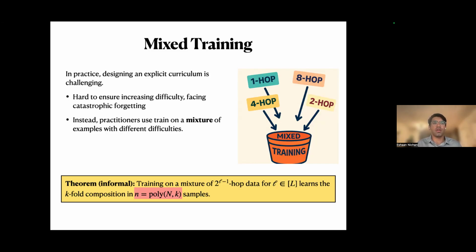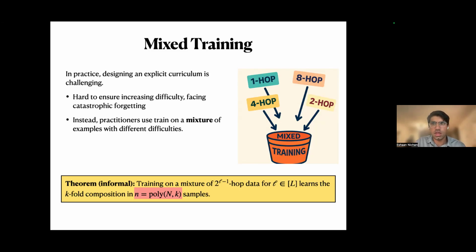And so here, rather than using a different loss for each gradient step, we just consider the overall loss, which is a sum of the losses of 2 to the L minus 1 hop data for each value of little l. And I think this can be thought of as some type of multi-token prediction. You're trying to simultaneously predict multiple hops or multiple difficulties of examples all at the same time.